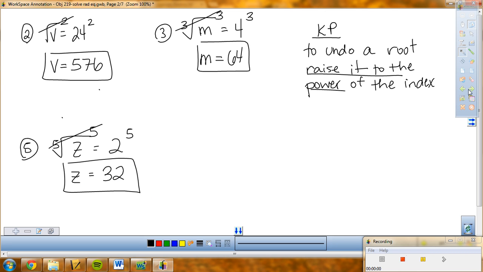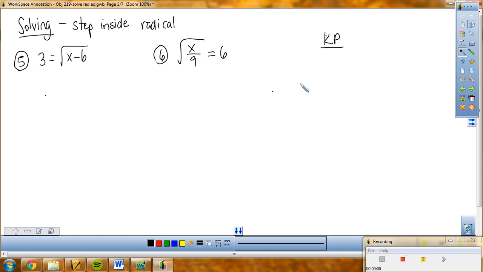So now we're going to get into solving some more complex radicals. What happens when I have a step inside my radical? Well, first, I want to get rid of the radical. So we just talked about how to do that. The second step is going to be solve for x.